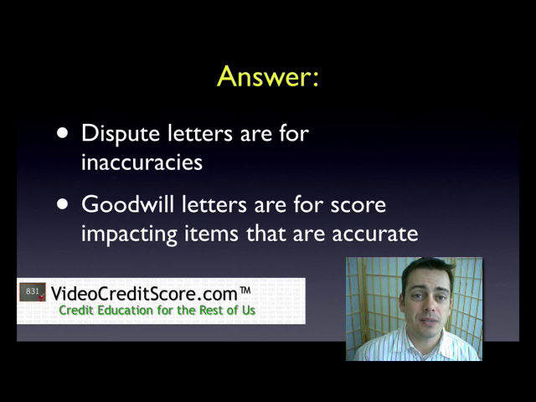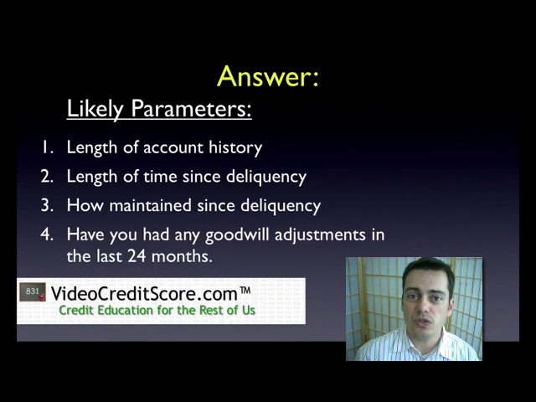If you want to try to get something that's accurate removed, what we like to do is send a goodwill letter. This is an act of goodwill, and you're actually asking, you're not making any demands for the removal of some item. And you're sending this not to the credit reporting agency, but to the credit card company. And there's certain parameters that they're going to use to decide whether or not they're going to do this act of goodwill. So the first one is, how long have you had an account?